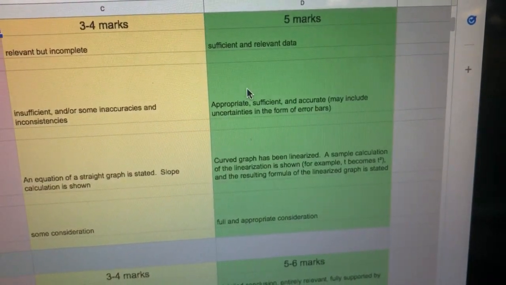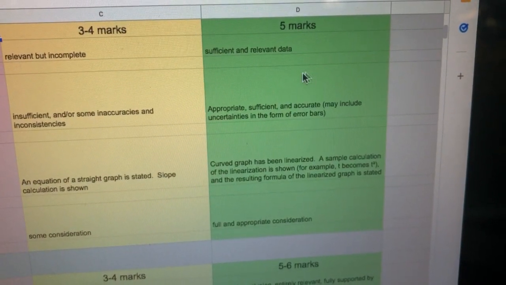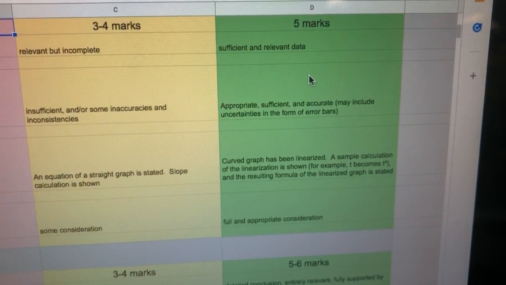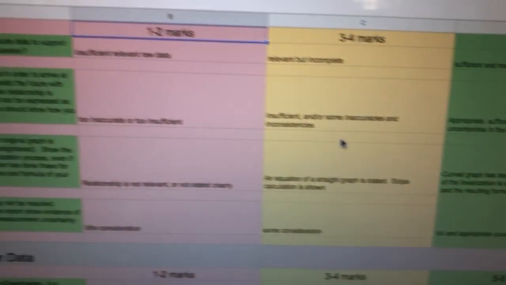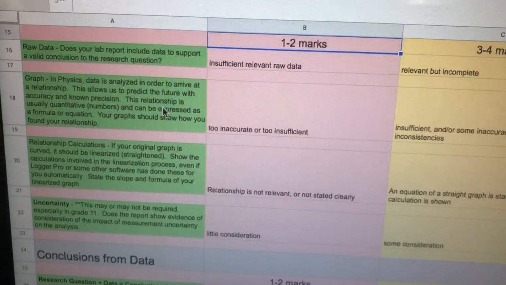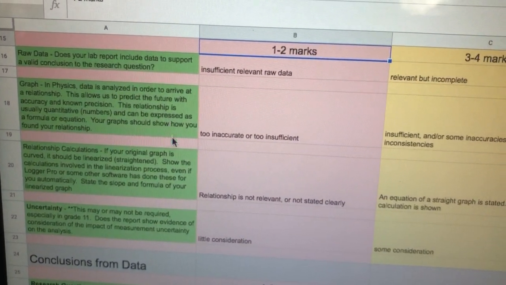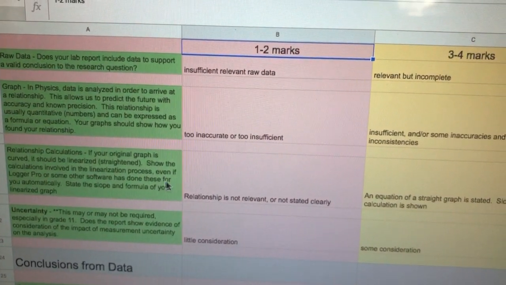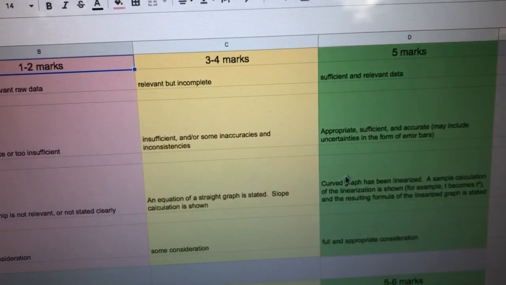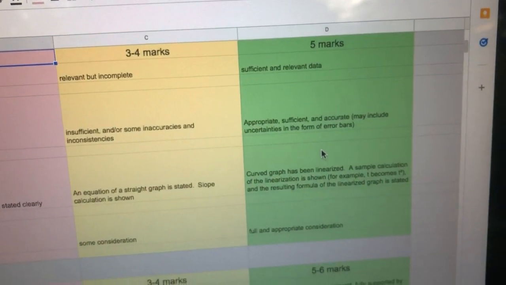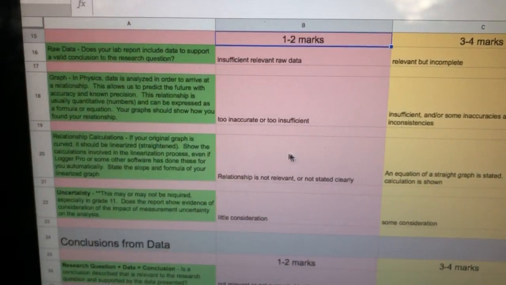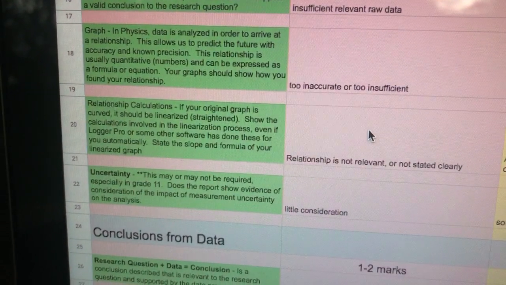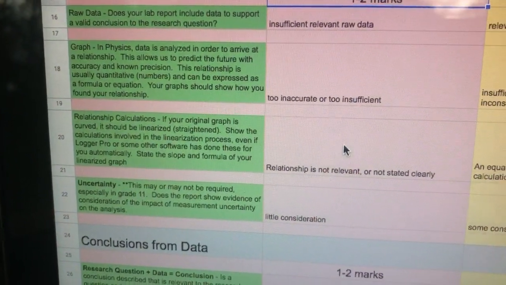I kind of want to see that linearization. So these two sections here kind of go together. Did you get a relationship from your graph? Did you calculate this from a curved graph that has been linearized? Basically, I just want to see that you know how to graph the data and that you can pull a relationship out of that graph.